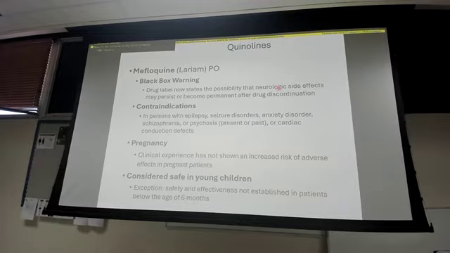Alright, so for the black box warning, mefloquine starts with M, so it's for moms. We'll talk about that when we get to pregnancy. But for the black box, like we kind of talked about, possible neurological side effects may persist and become permanent. You are taking this for a pretty long time, so after you discontinue, it may become permanent. And then contraindications are kind of the same as what we talked about: epilepsy, seizure disorders, anxiety disorders, schizophrenia, psychosis, and cardiac conduction defects. So if the patient has any of those, we probably won't give this one.